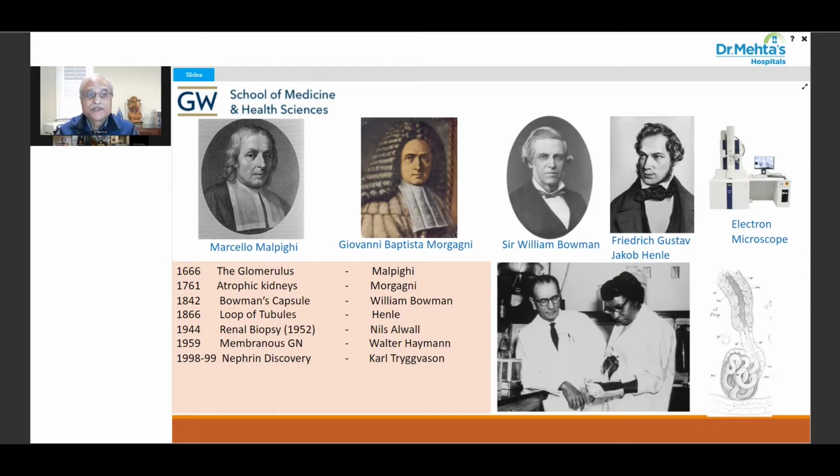The first descriptions of the glomerulus were done by Malpighi in 1666, and he utilized microscopy. The next event, almost 100 years later, was by Morgagni, who described the clinical correlates of atrophic kidneys with the symptoms of uremia. William Bowman then described the Bowman's capsule surrounding that Malpighian corpuscle under the microscope.